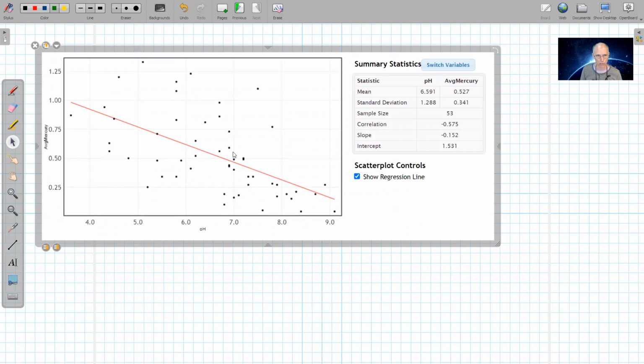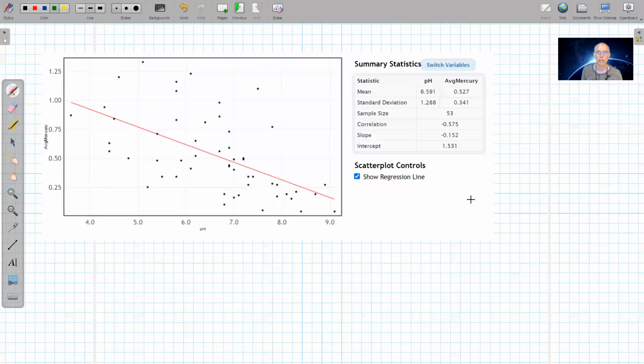So this is from the Florida Lakes data set, and we are looking at pH versus average mercury. The pH is on the horizontal, so that would be my x-axis here. So x, in this case, is the pH of the lake. And over here, my y is the average mercury.